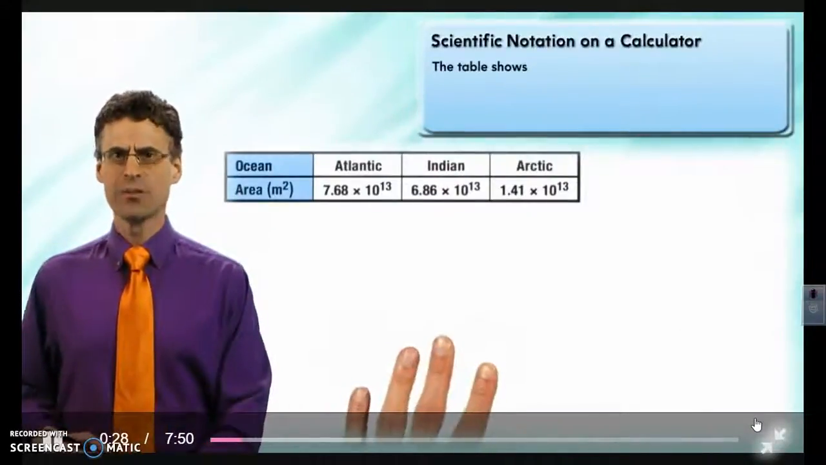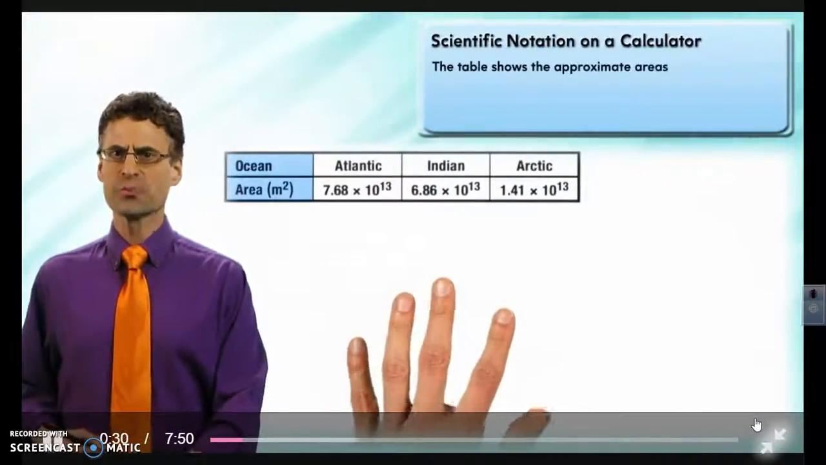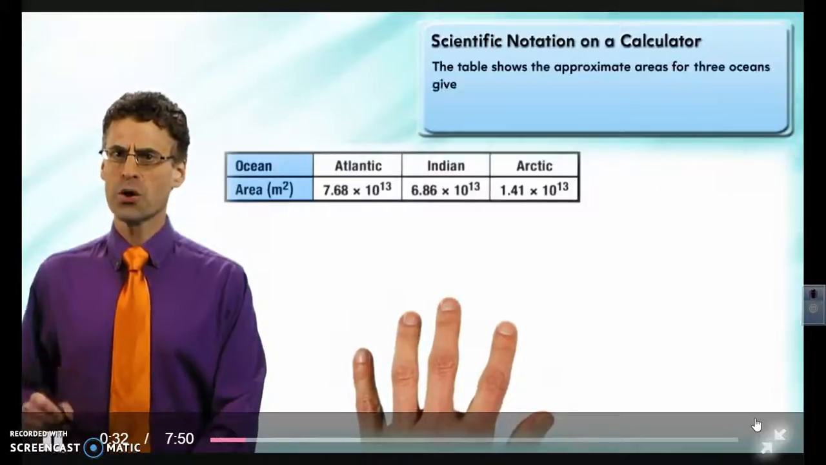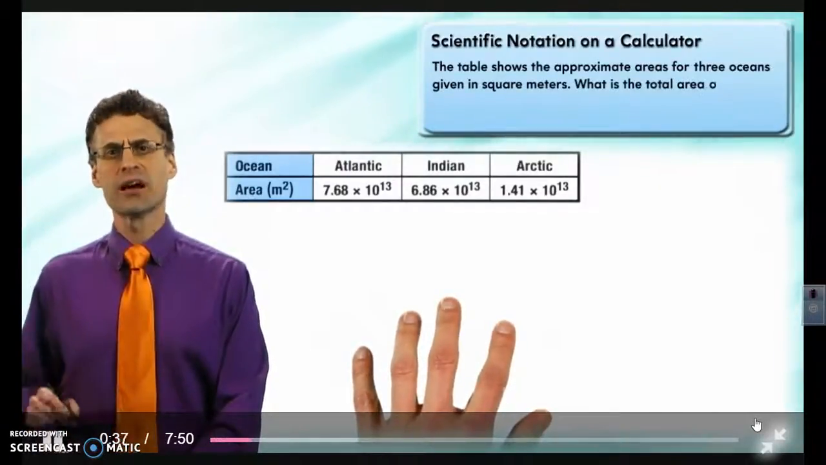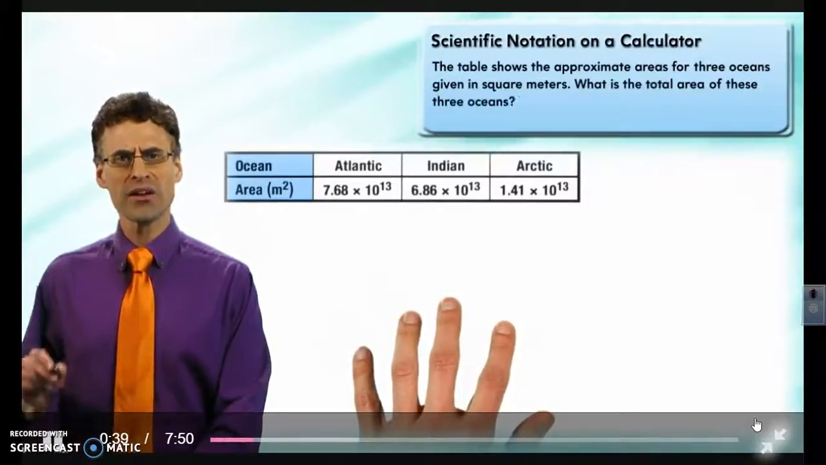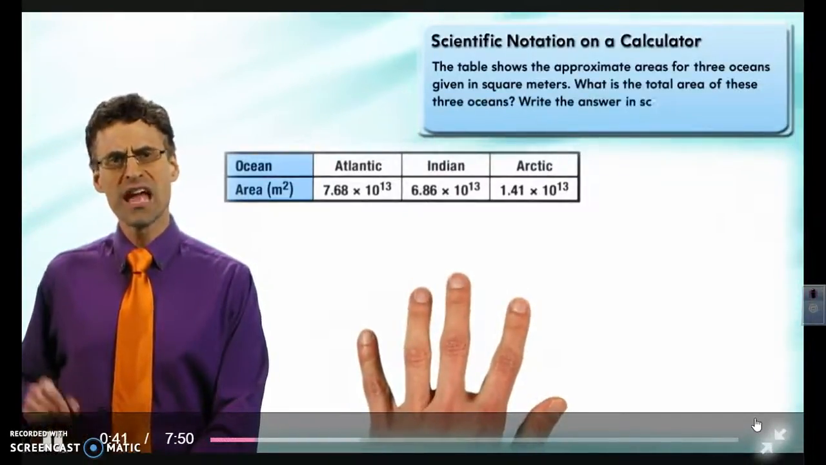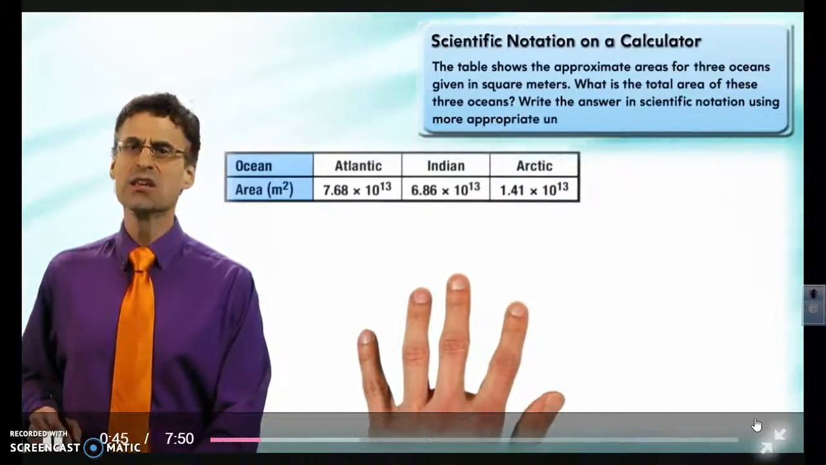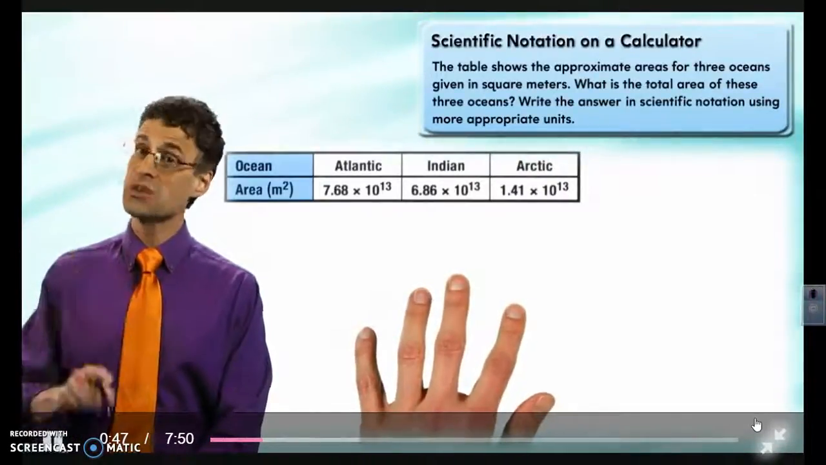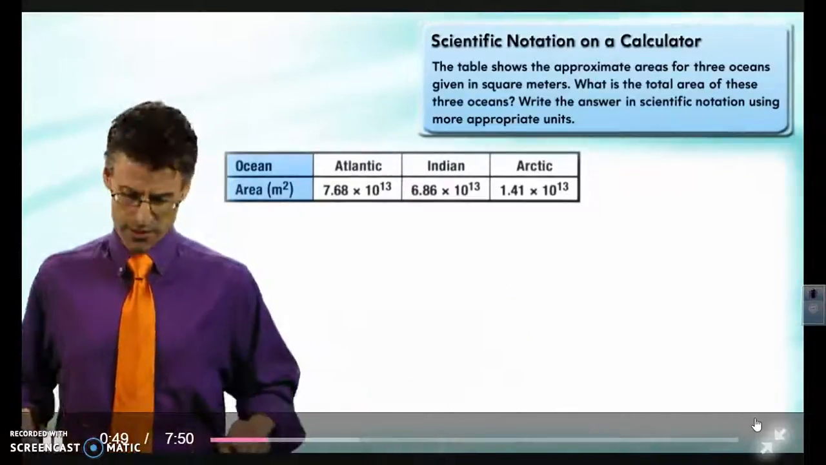So this table shows the approximate areas for 3 oceans given in square meters. Now here's our challenge: to figure out the total area of these 3 oceans, and then see if we can write the answer in scientific notation using more appropriate units. There'll be a little bit of a unit issue going on here.